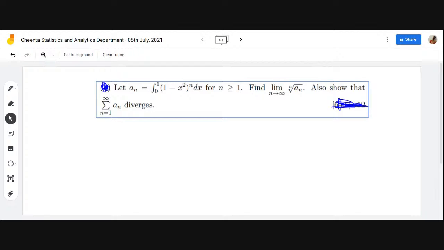The problem asks that I_n is defined like this: it's an integration from 0 to 1, (1 minus x square) whole to the power n dx, and it asks to find the limit of root n times the nth root of I_n, and also show that the summation of that diverges. So this is really important and really interesting actually.